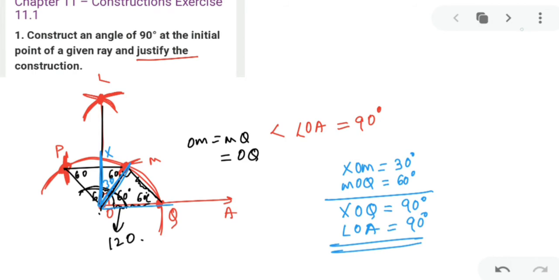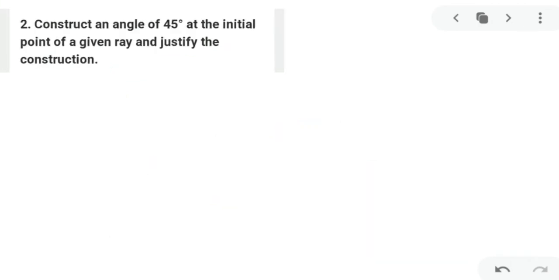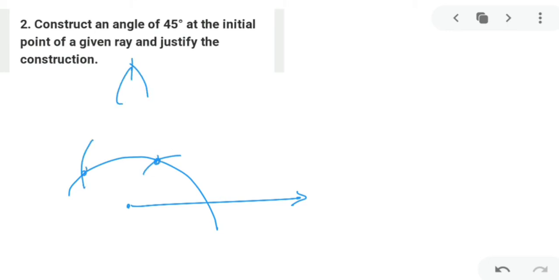Got my point clear? In your next, you have to construct an angle of 45 degrees. My dear kids, the way you constructed 90, first construct the same thing, that is put an arc with the same measurement, cut two arcs, and from these points join and get 90 degrees first. And of that 90 degrees, to get the angle bisector, you have to put your compass here, put an arc here, I'll put with red, put an arc here. With the same measurement, put an arc here.